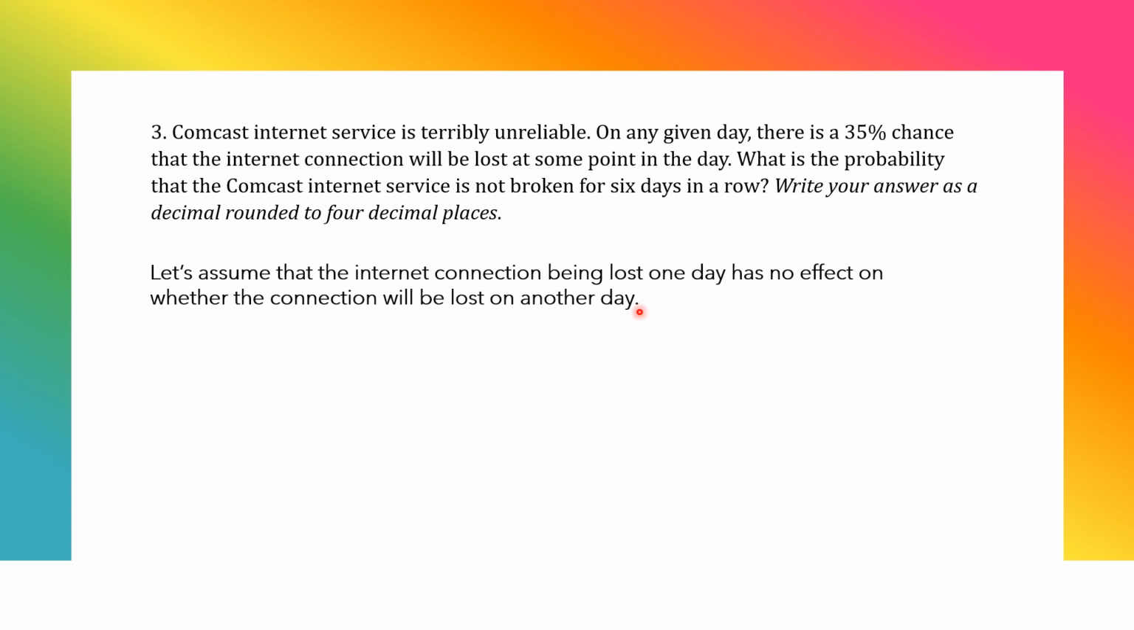All right, so let's assume right off the bat that the events are independent. So every day we'll assume is an independent event. So say during lunch today the internet connection is lost for a few minutes and then it comes back on. Let's assume that that has no effect on whether the internet connection is going to be lost on any other day. Just to remind you of our multiplication rule for independent events, we can multiply the individual probabilities together as long as the events are independent.